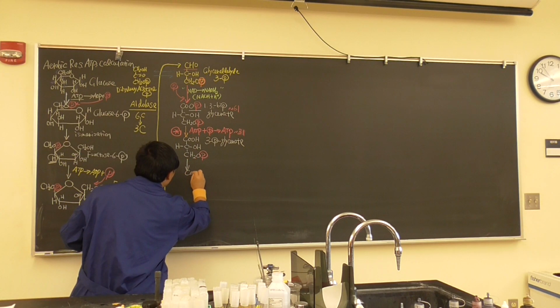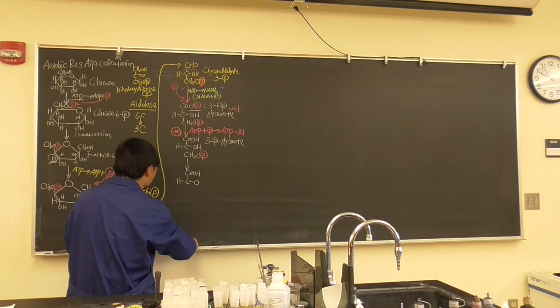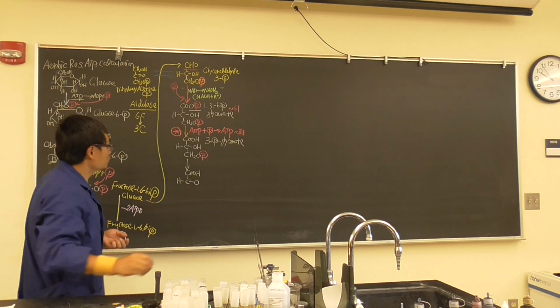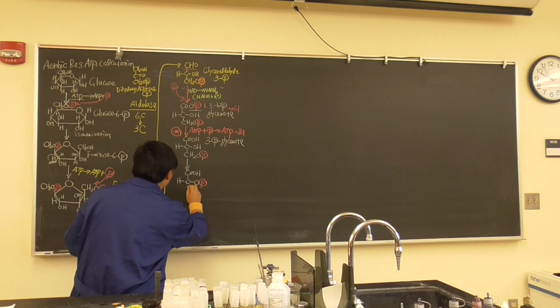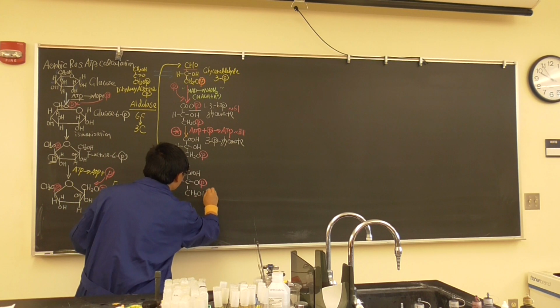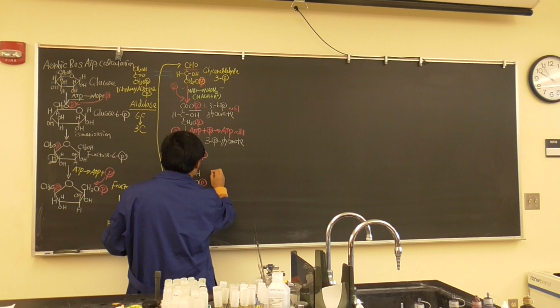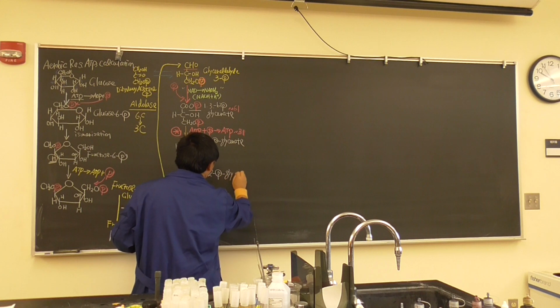Then you go down to this one. This is relatively easy, not much stuff. You move the position, so what we become is 2-phosphoglycerate. Okay, so we go down here, CH2OH, that is 2-phosphoglycerate.